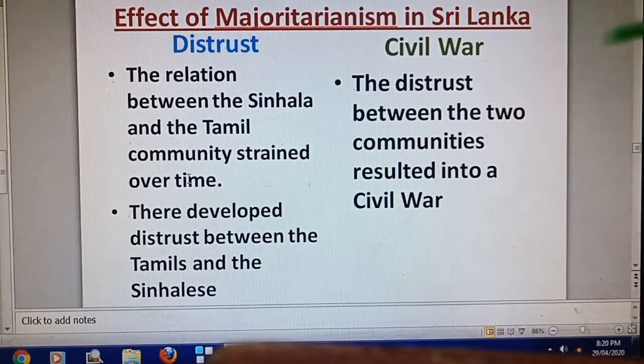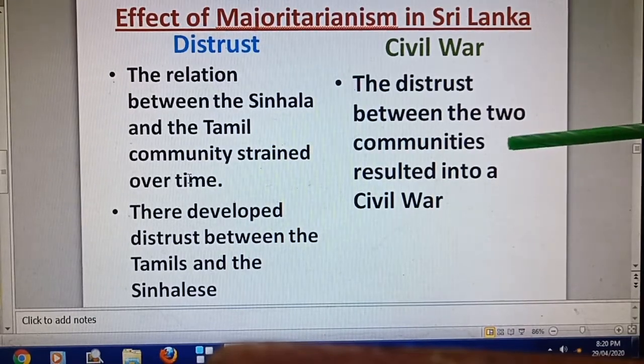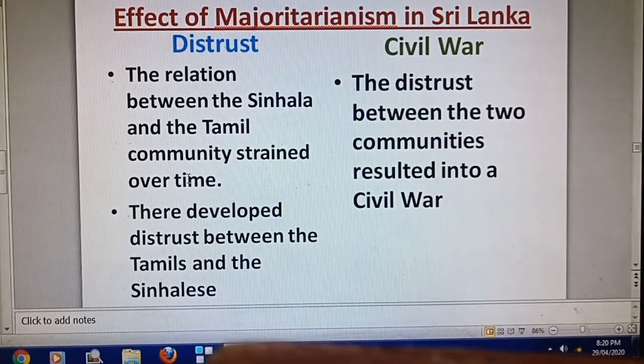And the distrust between the 2 communities resulted in a civil war. दोनों के बीच में एक civil war हो गया. Civil war का मतलब क्या होता है? जब अपने ही देश के लोग आपस में एक दूसरे के साथ war करे. That is known as civil war.